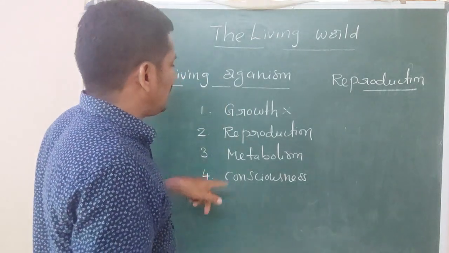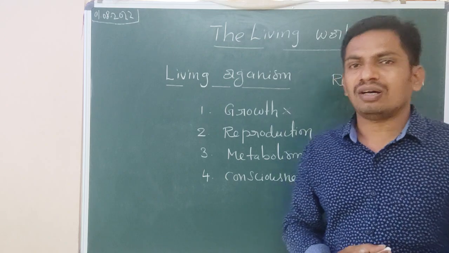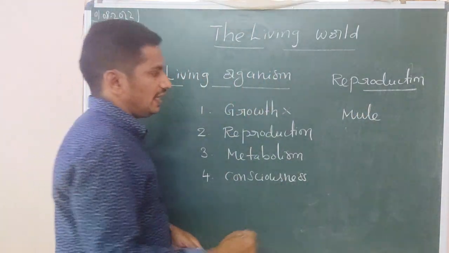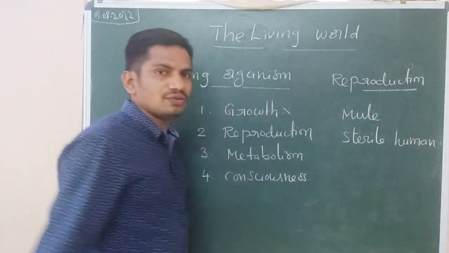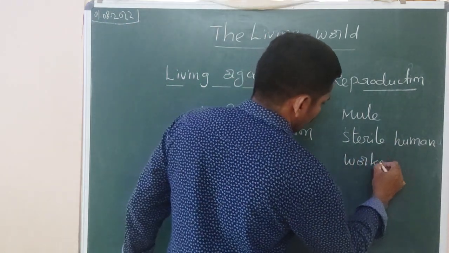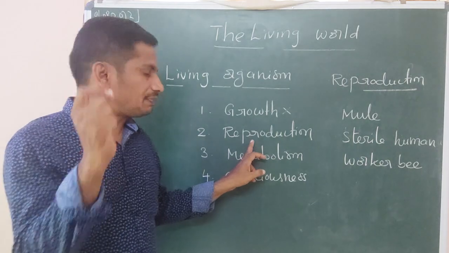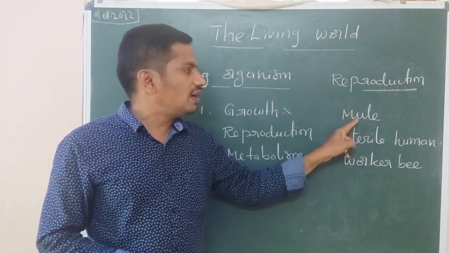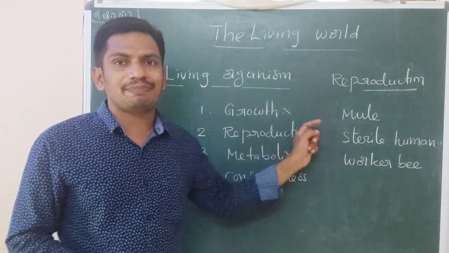So if you say all living organisms can reproduce, the statement is wrong, because the mule is a hybrid, it can't reproduce, and sterile humans can't reproduce, and sterile worker bees also. In the honey hive, worker bees cannot reproduce. So the statement that all living organisms can reproduce is true only with exceptions: the mule, the sterile human couple and the worker bee in the honey hive. These do not reproduce.